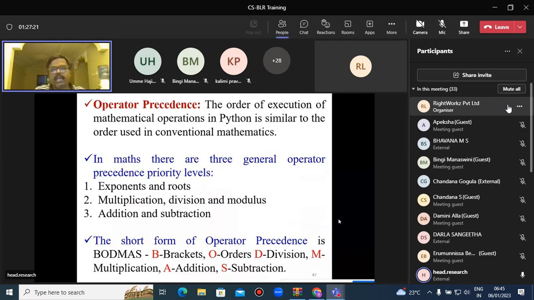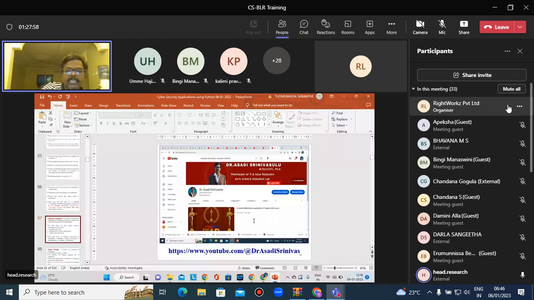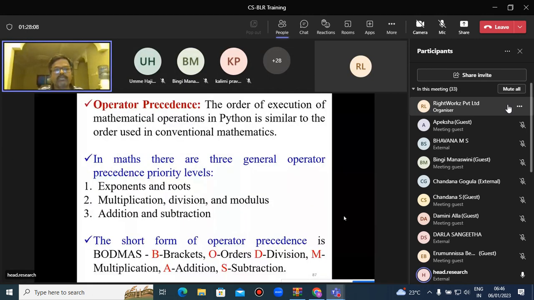Operator precedence. The order of execution of mathematical operations in Python is similar to the order used in conventional mathematics. In maths, there are three general operator precedence priority levels: exponents, roots, multiplication, division and modulus, and then addition and subtraction. This is the way we are using operator precedence. The short form of operator precedence is BODMAS, meaning bracket, and so on. We are performing BODMAS for operator precedence.